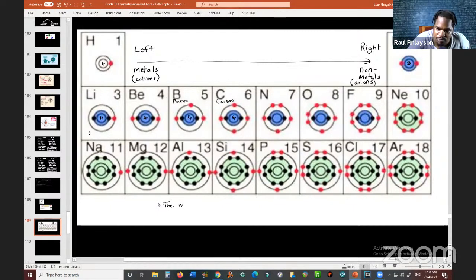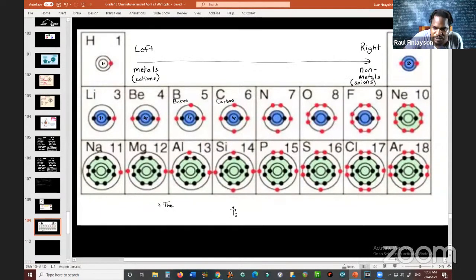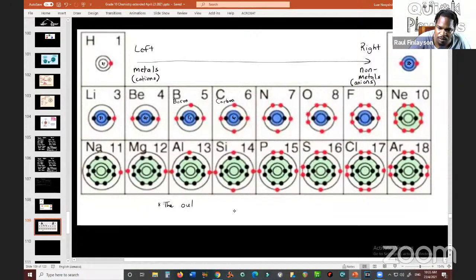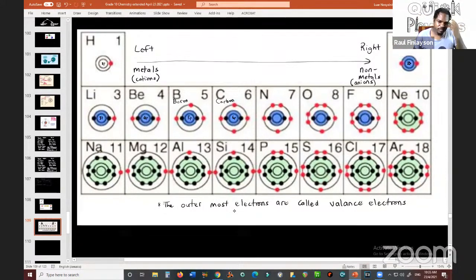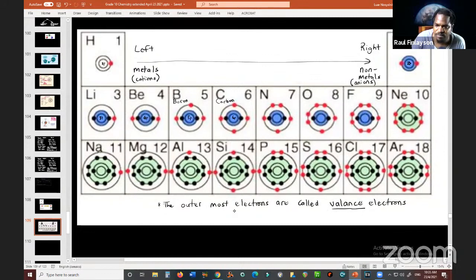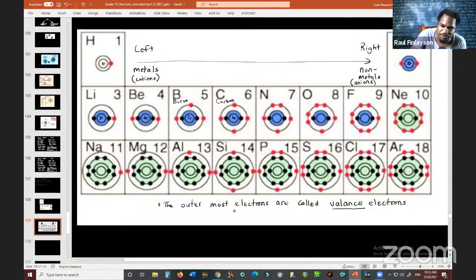So the more, let's start with saying the less. The less, by the way, the red electrons, and I should point out that before I start anything else with you guys, there's a name given to the electrons that you're seeing in red in this diagram. There's a name given to the last shell as well. The outermost electrons are called valence electrons.